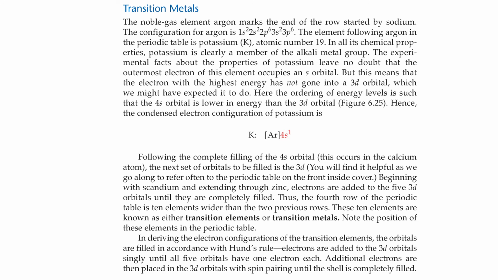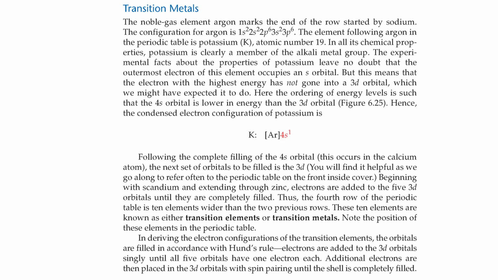Following the complete filling of the 4s orbital, which occurs in the calcium atom, the next set of orbitals to be filled is the 3d. You'll find this helpful as we are going to refer often to the periodic table on the front inside cover. Beginning with scandium and extending through zinc, electrons are added to the 3d orbitals until they're completely filled. Thus, the fourth row of the periodic table is 10 elements wider than the two previous rows.